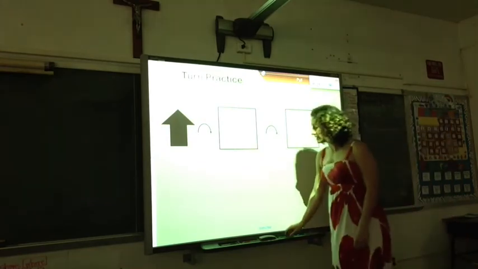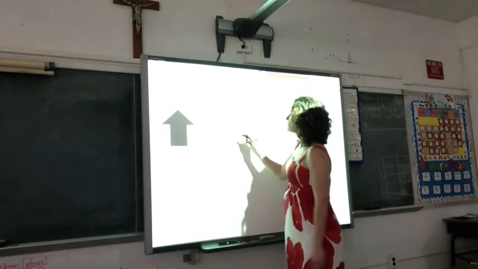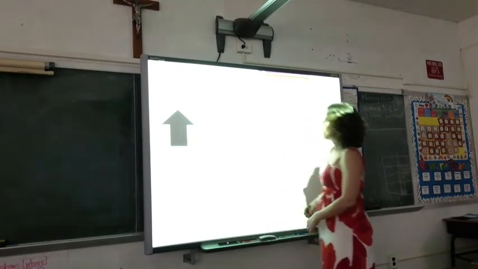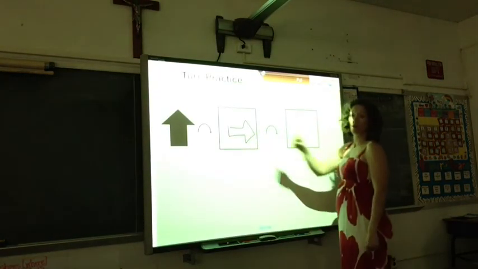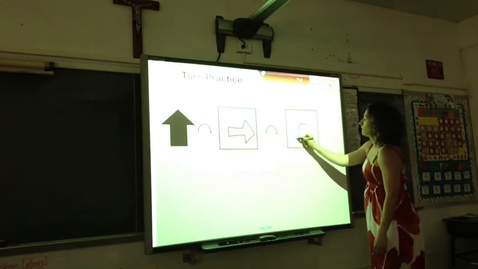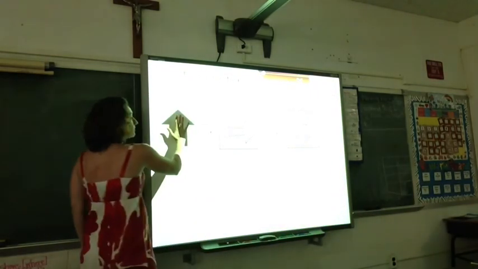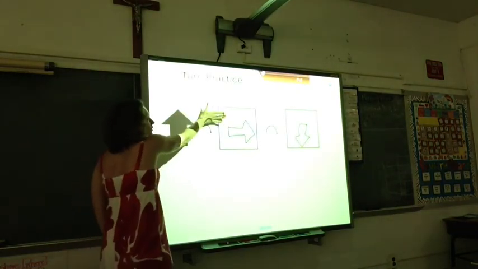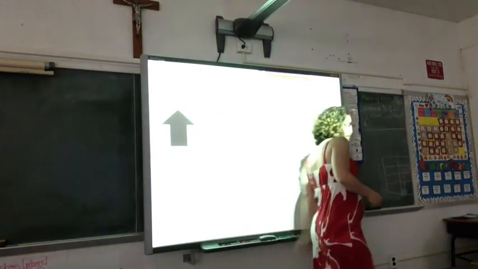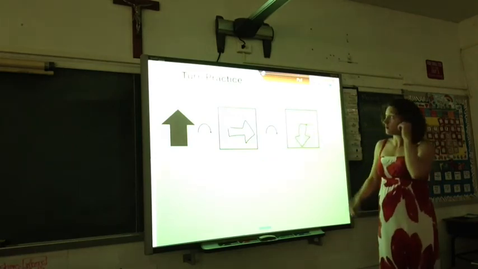Okay, so some turn practice. If I take this arrow and I turn it, it's going to look like this. Okay? And if I take this arrow and I turn it again, it's going to look like this. So I just took it and went from it facing up, and I turned it to the side, and then I turned it down again. I could keep turning it all the way back until it gets to its original position if I wanted.